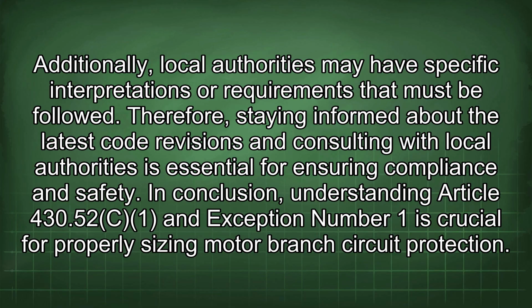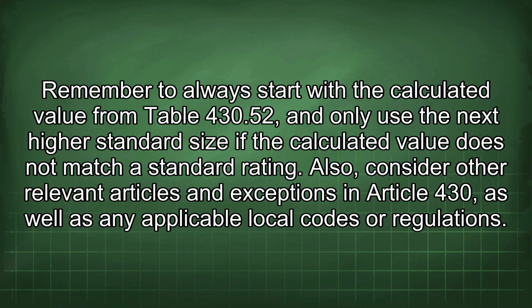In conclusion, understanding Article 430.52(C) and Exception Number 1 is crucial for properly sizing motor branch circuit protection. Remember to always start with the calculated value from Table 430.52 and only use the next higher standard size if the calculated value does not match your standard rating. Also, consider other relevant articles and exceptions in Article 430 as well as any applicable local codes or regulations.